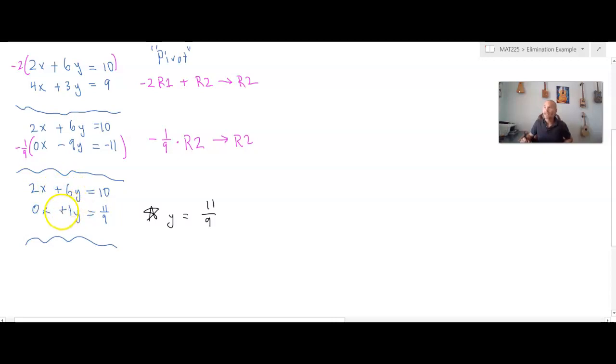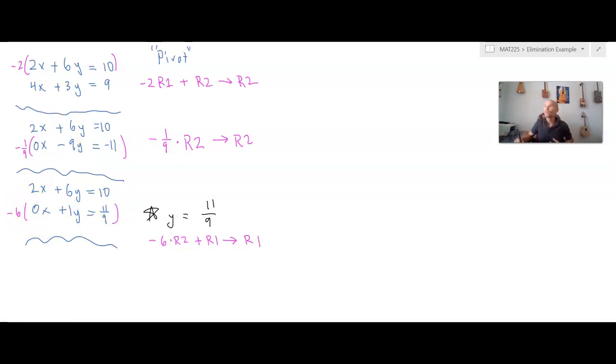So I see that if I take negative 6 times the second row and add it to the first row, that will help me cancel out the y. And that's exactly what I'm going to do. So I'm going to take negative 6 times row 2, add it to row 1, and report that result inside of row 1. So we're going to take negative 6 times this row.